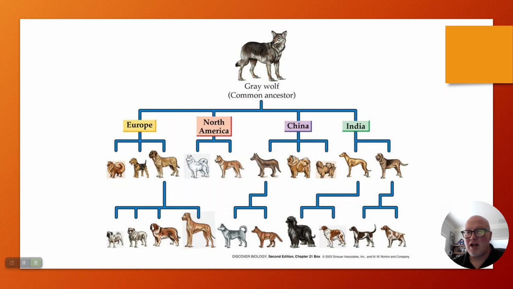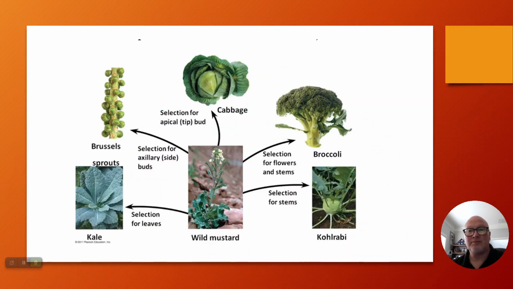So the gray wolf is a common ancestor for every type of dog. It's amazing what happens when you take a little domestication and selective breeding, and you can get all these different types of dogs from a wolf. But you didn't know that broccoli was a result of selective breeding. And then you've got Brussels sprouts and also cabbage.